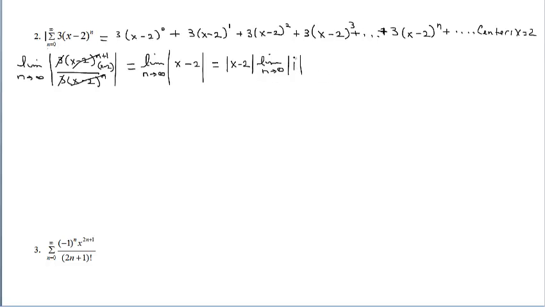All right, well, what is this limit? We'll take that answer and multiply it by the absolute value of x minus 2. Well, we see that that limit is just 1, so we're left with the absolute value of x minus 2.